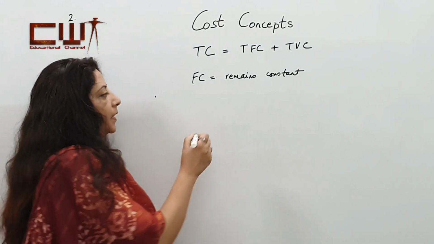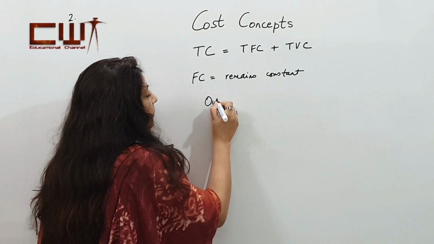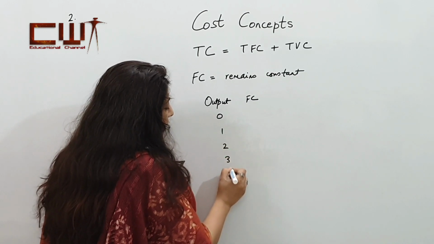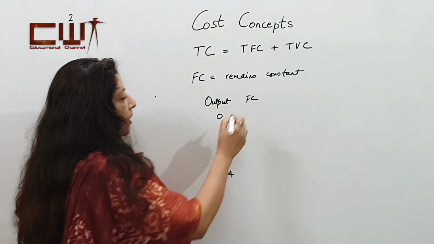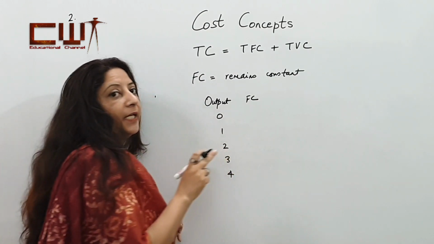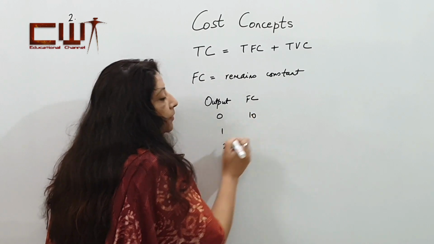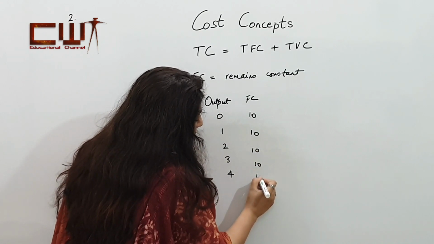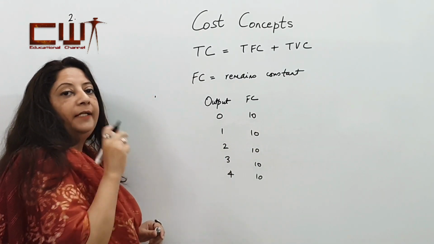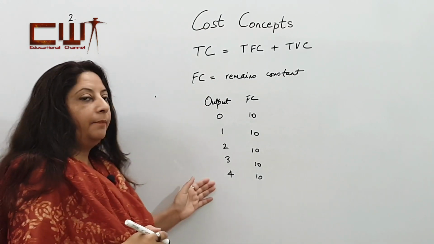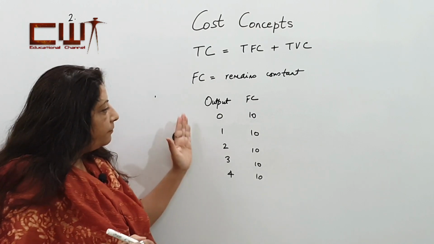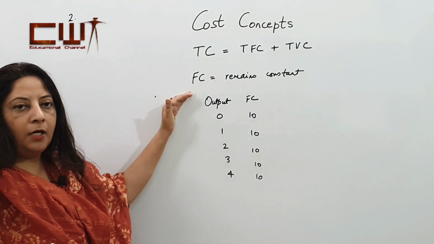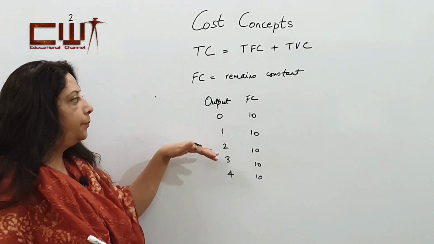Now, in case there is a zero output, let us suppose output and fixed cost. Output is in units. Fixed cost remains the same even if there is a zero output. Let us suppose fixed cost is 10 rupees in total. So, this will remain 10 in all the cases. The total fixed cost will not change, it remains the same for as many units as we are producing. This fixed cost will not vary according to the change in the output.